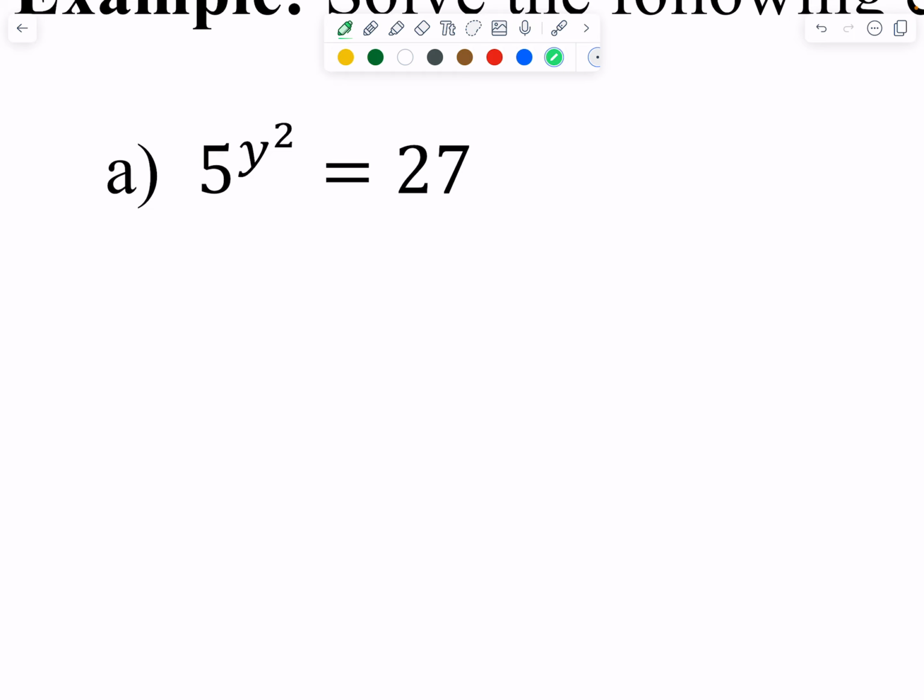No. So I can't use the one-to-one property, which means I have to pick one of the other perspectives in order to get that variable that's in the exponent position out of the exponent position. The approach that I'm going to use first here is rewriting this equation, which is in exponential form, in its equivalent log form, referencing that definition of a logarithm. So that would be y squared equals the log base 5 of 27.